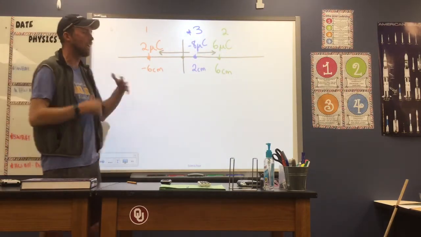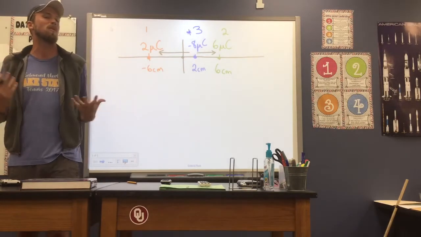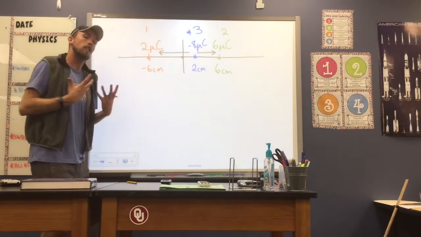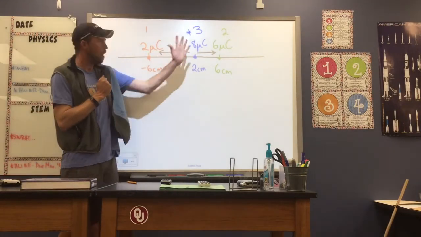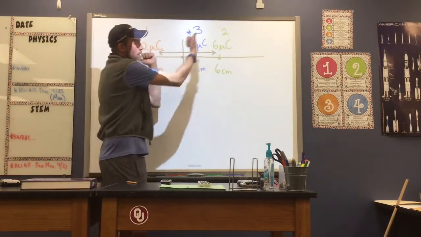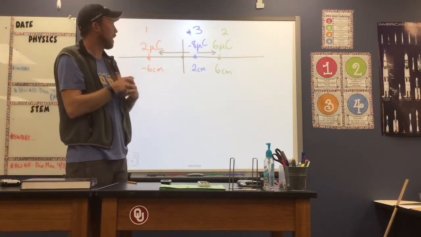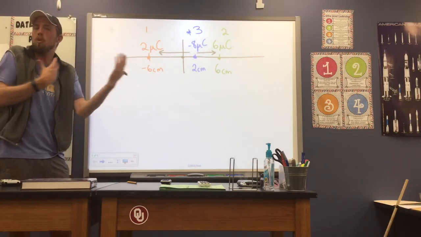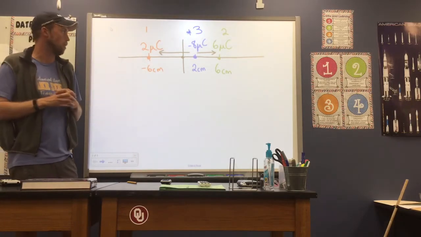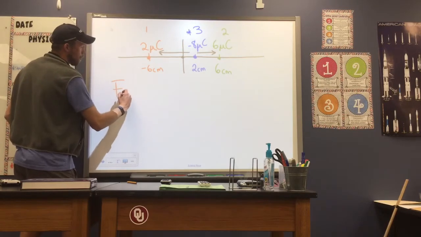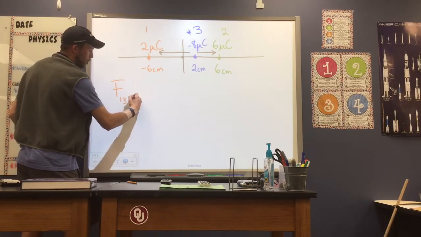Before we do any solving, it's important that we conceptually understand what's happening here. Once we know that, it's our job to figure out what's the amount of force pulling to the left, and what's the amount of force pulling to the right. And when both of those are pulling on charge 3, who's going to win? What's going to be our overall net force? So the first thing I'm going to do is find the force from charge 1 on charge 3.